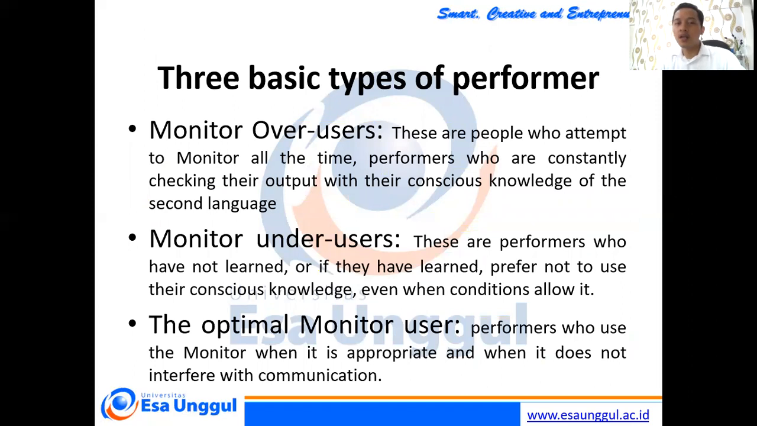The basic types of performer are monitor over-users, monitor under-users, and optimal monitor users. They're different. Monitor over-users are people who attempt to monitor all the time. Are you a monitor over-user or a monitor under-user? Under-users prefer not to use their conscious knowledge even when conditions allow it. These are performers who haven't learned. So is the monitor under-user your basic type of performer? Or maybe the optimal monitor user, performers who use the monitor when it is appropriate and when it doesn't interfere with communication.